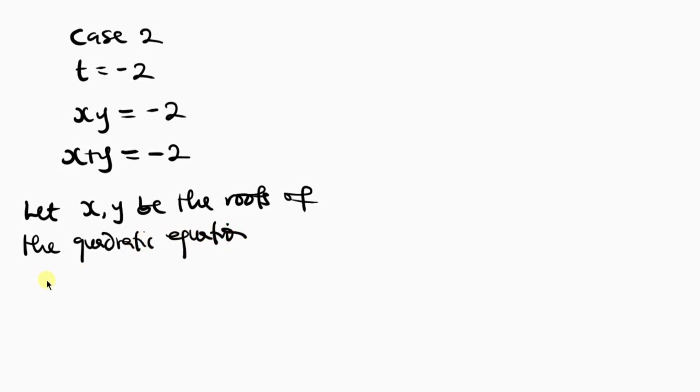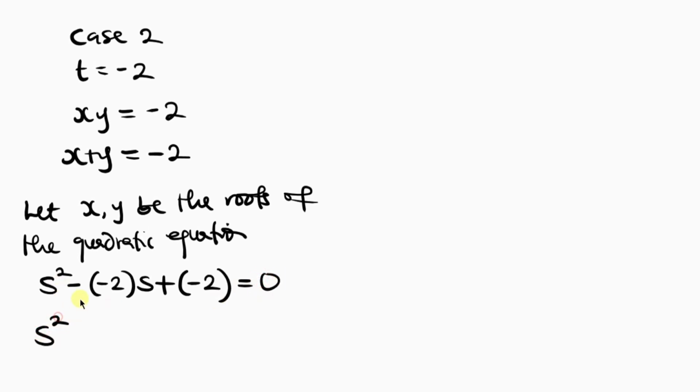Quadratic equation is going to be s squared minus sum of roots. So the sum of roots we have here is negative 2. So I'm going to be putting negative 2s plus product of root. What is the product of root? The product of root here is negative 2 as well. So I'm going to be putting negative 2 here as well, equal to 0. So I'm going to be having s squared. Negative times negative is going to give you positive 2s. Then plus times minus is going to give you minus 2 equal to 0.